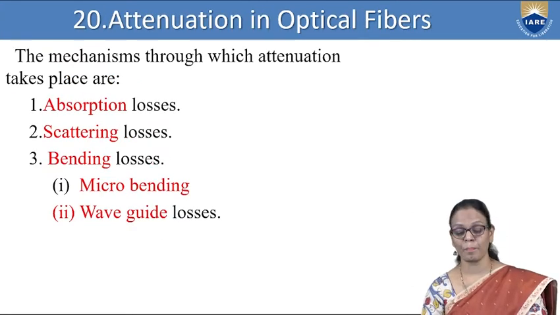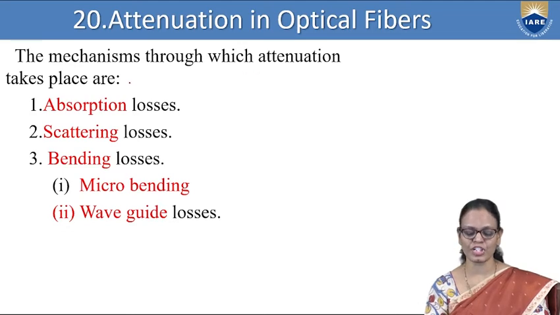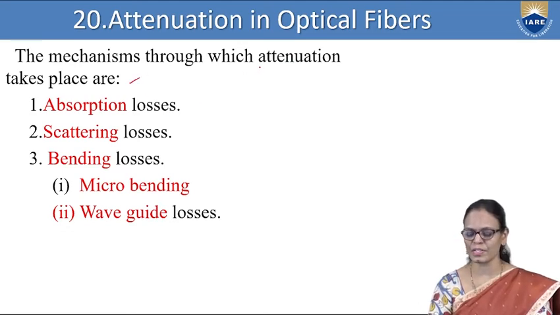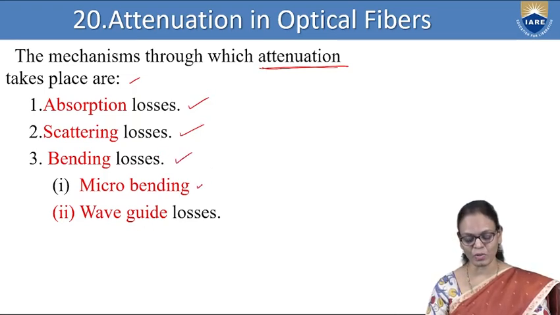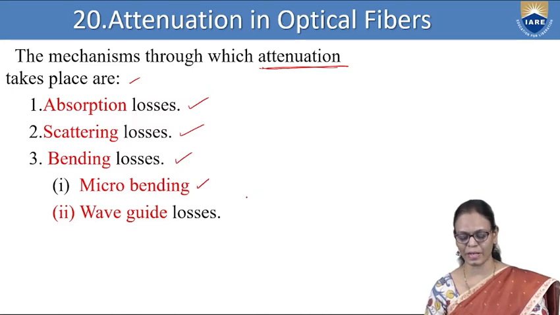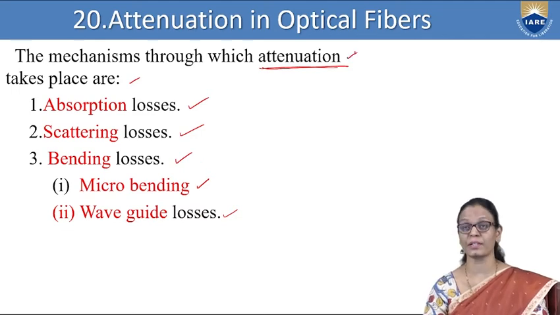Now the next one, the mechanisms through which attenuation takes place. Attenuation here always represents the loss of signal. There will be absorption losses, scattering losses, bending losses. In bending losses, we have micro bending as well as macro bending or the waveguide losses. So these are the different types of losses due to which there is attenuation in optical fibers.